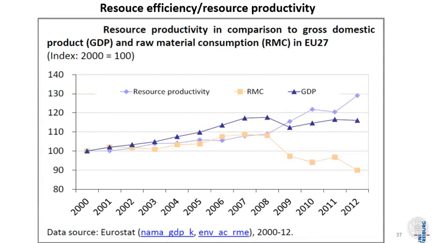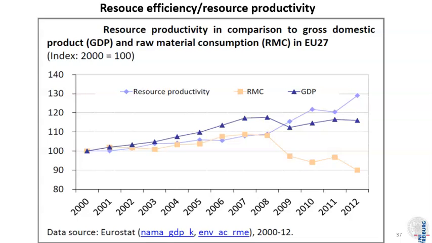And these indicators are shown here. So we have the GDP as the economic lead indicator at the systems level, and we have the total RMC, raw material consumption, also at the economy level. And resource productivity would be GDP divided by RMC. So you see here for this region, the EU27, the resource productivity has been steadily increasing since the year 2000, from 100% in the year 2000 to 130% 12 years later.